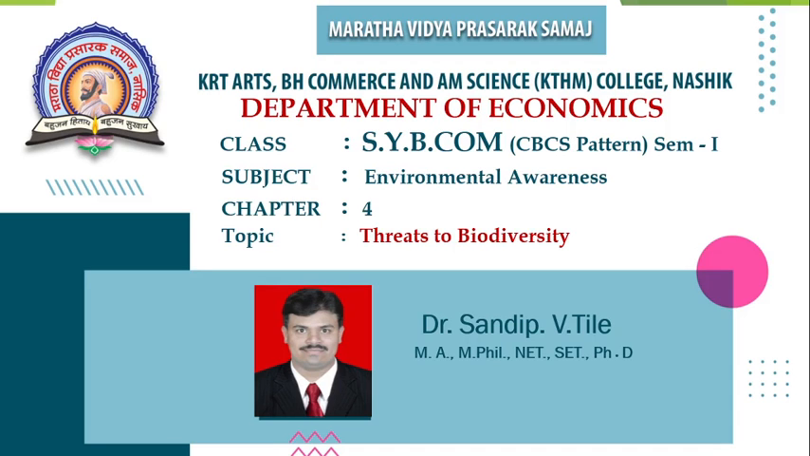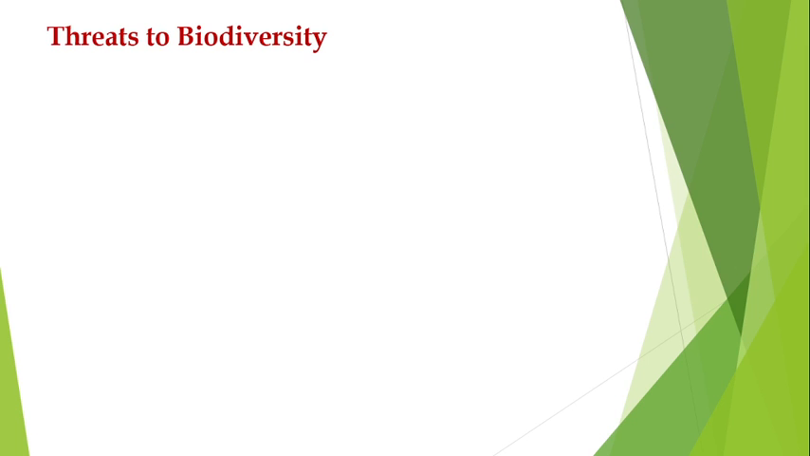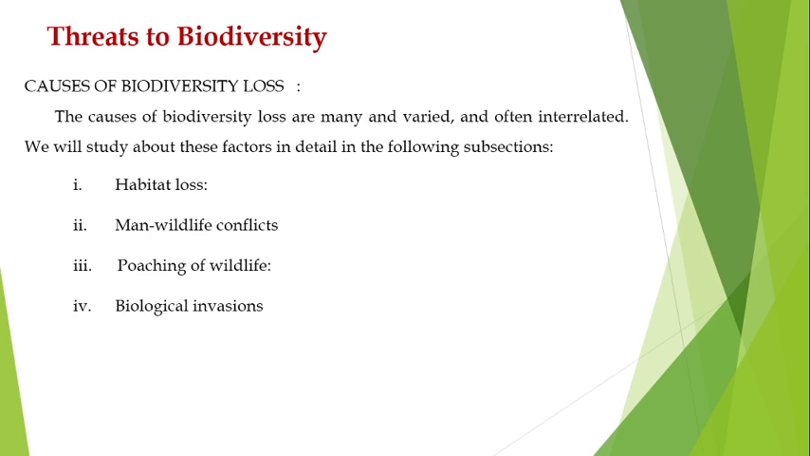In case of environmental awareness, we will discuss chapter 4, and from that chapter we have a discussion on the threats to biodiversity. Students, there are several threats which are causes of biodiversity loss. The causes of biodiversity loss are many and varied and often interrelated. They vary according to the situation, from place to place, condition to condition, and situation to situation.